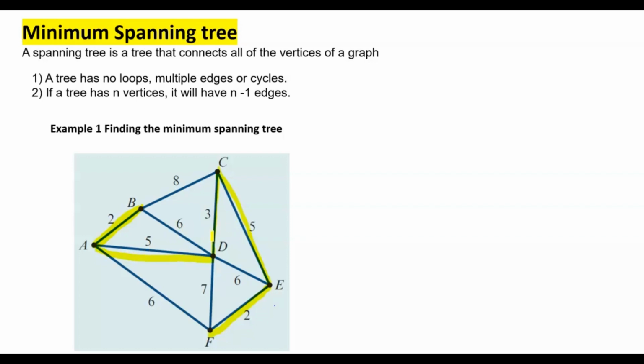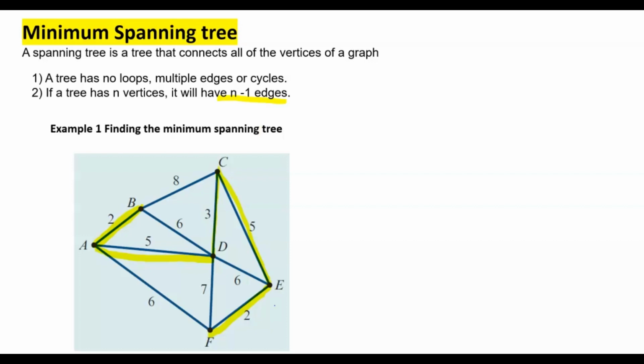Again, we don't have a cycle, and it also fulfills this requirement. How many vertices do we have? That's 3, 4, and 6. So 6 minus 1 is 5. So we have 5 edges: 1, 2, 3, 4, 5. There we go. It fulfills all the requirements. It doesn't have a loop, it doesn't have a cycle, and n minus 1 is the number of edges.